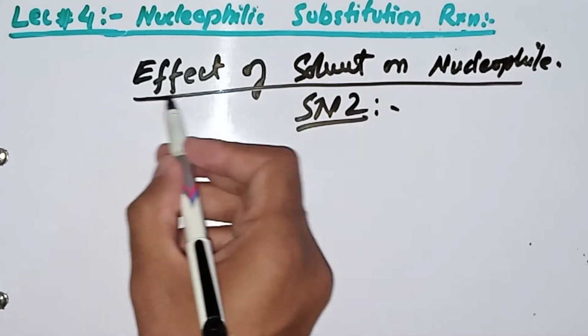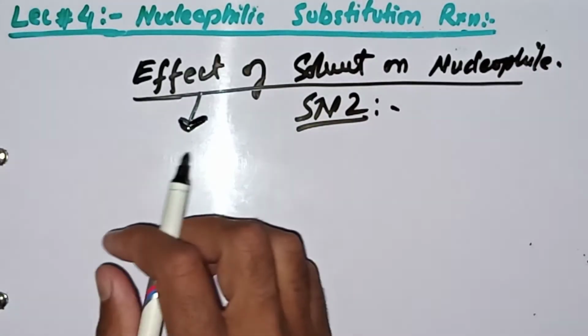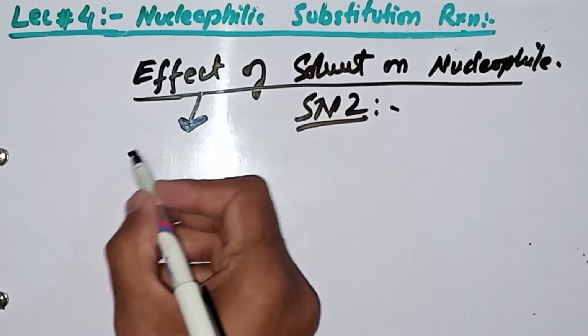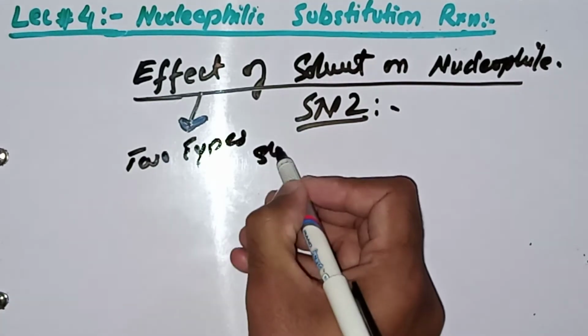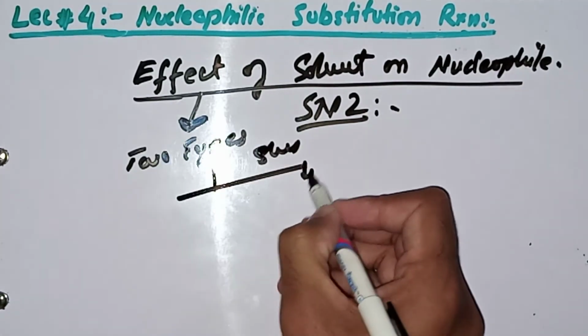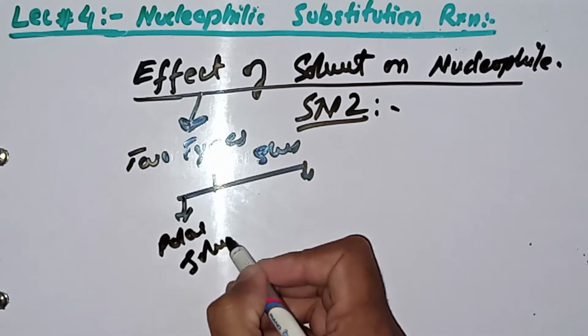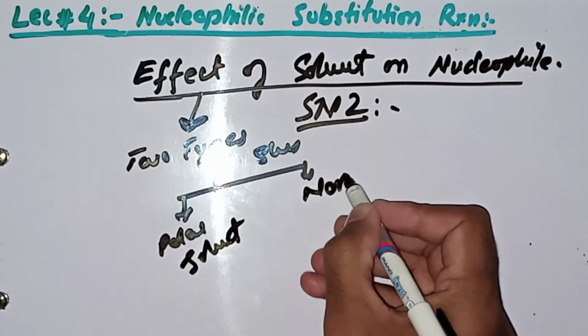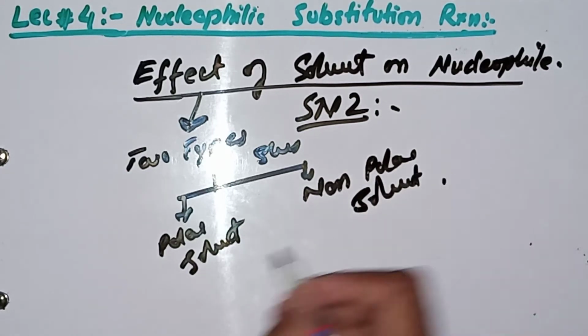First of all, you should know what the types of solvent are. There are two types of solvents. One is polar solvent, and the other is non-polar solvent. What is a polar solvent?